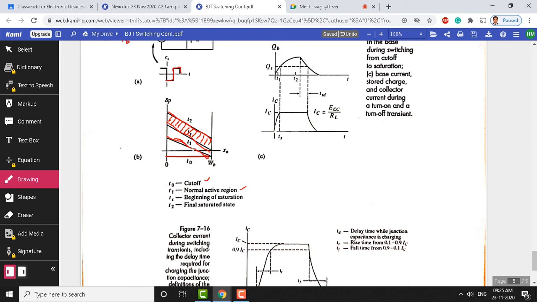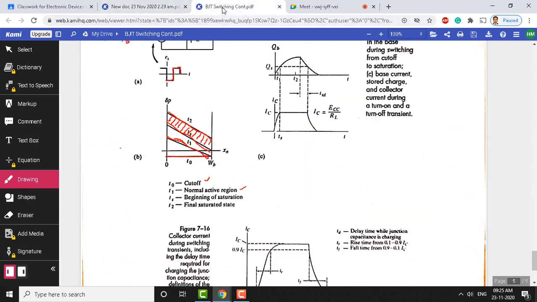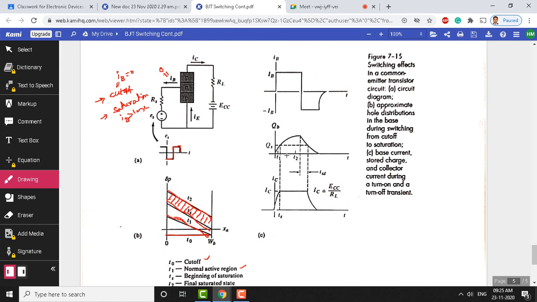We know that this is the base region. In the base region, in the cutoff mode, you can see that the base current is 0. In the cutoff mode the device doesn't conduct, and the output current is 0. Let us see the next point. At time Ts, as already told, it is the beginning of saturation. The device enters saturation, and the hole distribution reaches its final state at T2. That is what we showed here, the bottom line is the beginning of saturation, and the hole distribution reaches its final state at T2. This can also be seen in this graph.